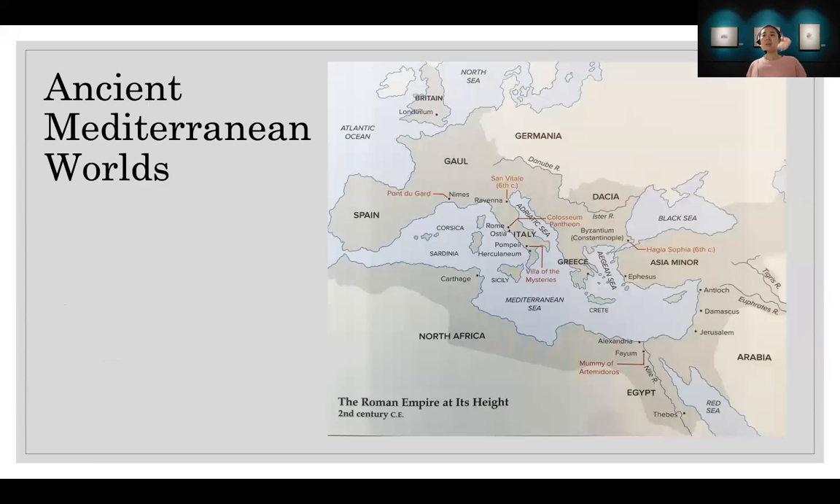Now, let's see the Mediterranean world. Today, we are going to see two big art threads of the Mediterranean world. The first one is Mesopotamia, and the next one is Egypt.